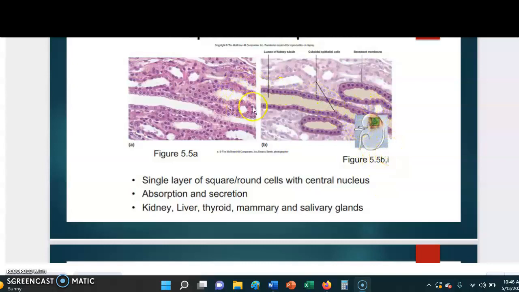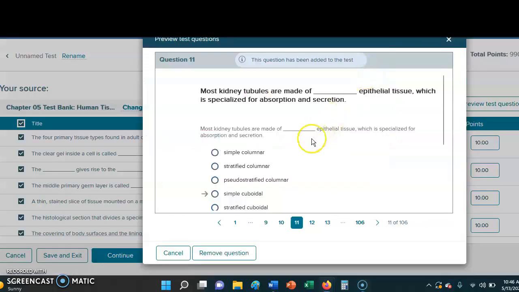You can clearly see here the tubules, and the cells are going to be cuboidal. So the epithelium is going to be simple cuboidal. So going back to the question, the answer is simple cuboidal.